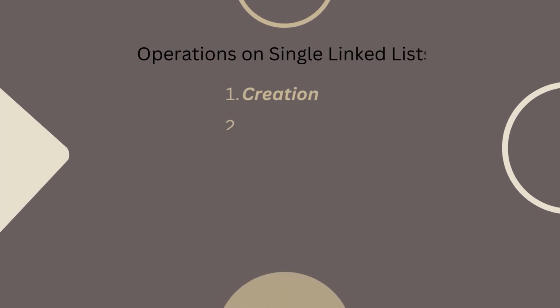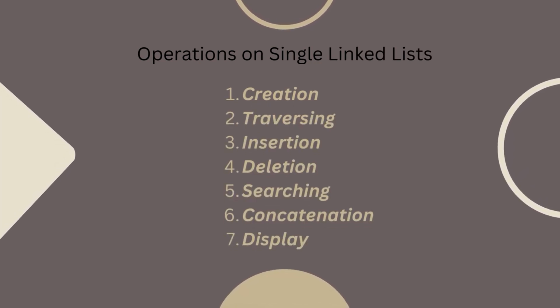There are various operations which can be performed on the single linked list: creation of the linked list, traversing the linked list, insertion into a linked list, deletion from a linked list, searching in a linked list, and displaying the elements of the linked list.